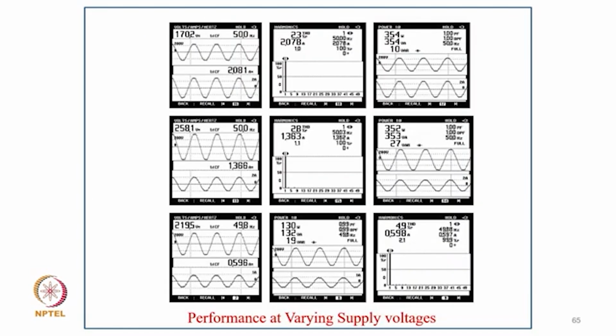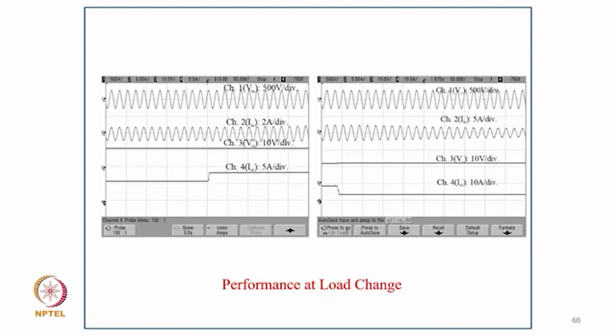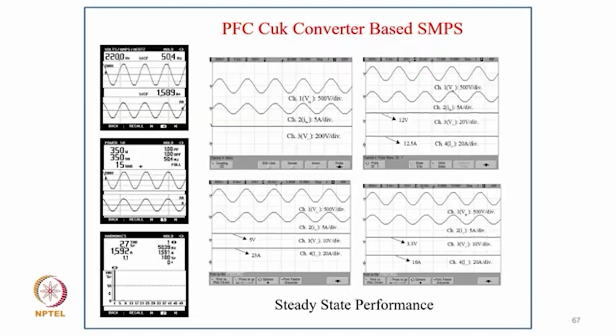And this is the case when supply voltage varies from 170 to even 260 volt, and THD remains, in all cases, less than 5%, and power factor remains almost unity, of the order of 0.99 in all cases. And this is the case when load is varying and how the input current varies, but the sinusoidality of the input supply current is maintained even under load change.